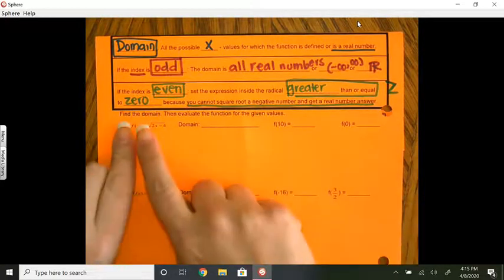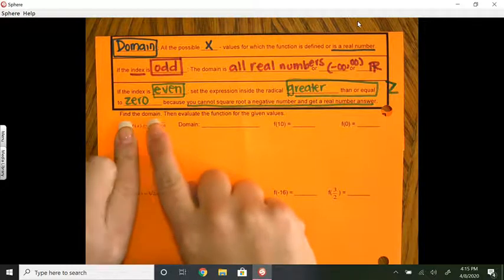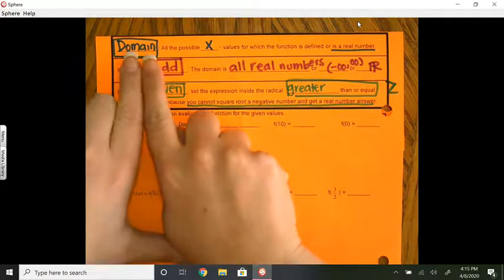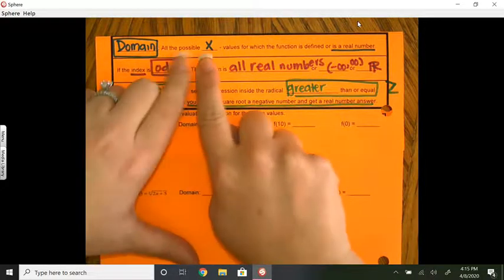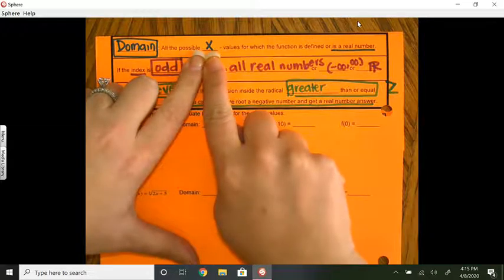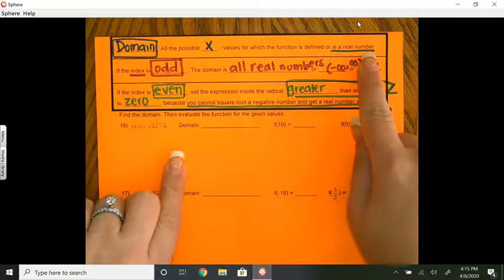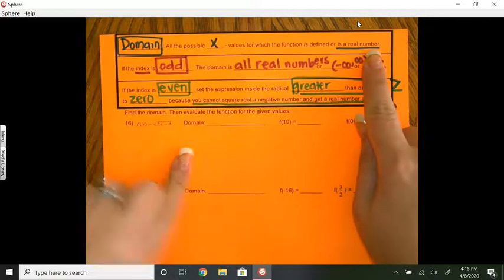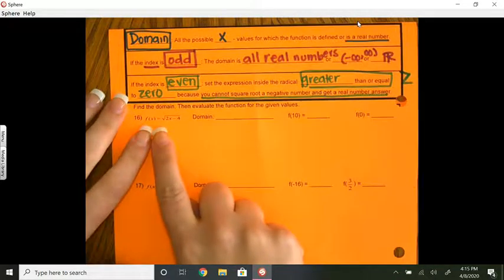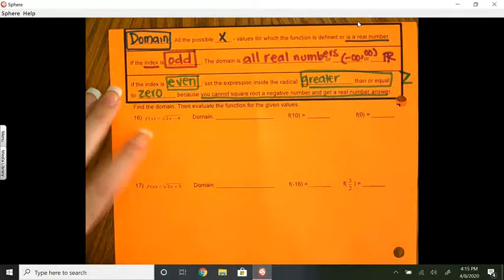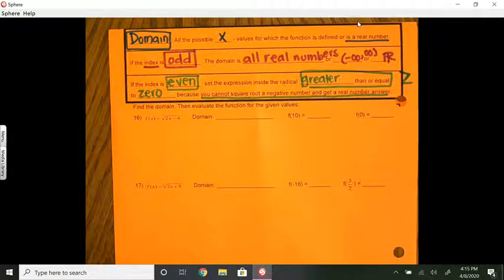Alright, so let's go ahead and start. It says to find the domain. So remember, domain, all that means is what can you plug in for x? What values can you plug in for x and it will still make the function a real number? So if we take a look at our first example here, f of x equals the square root of 2x minus 4.